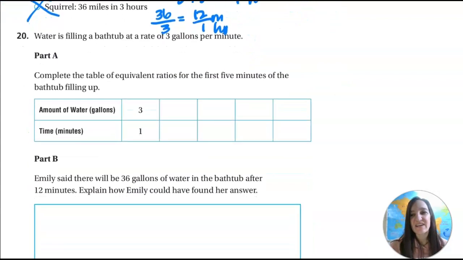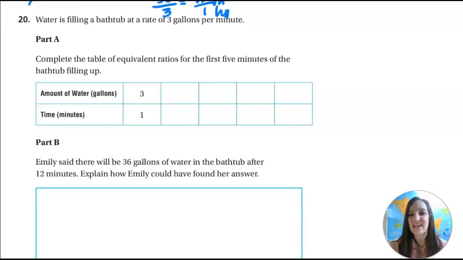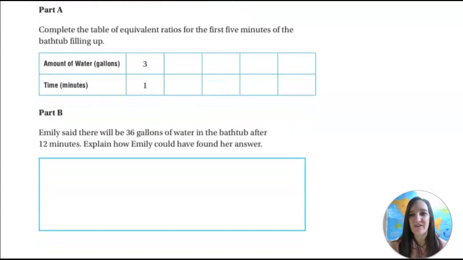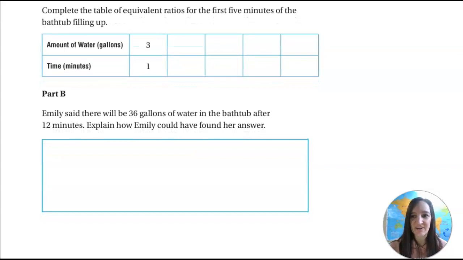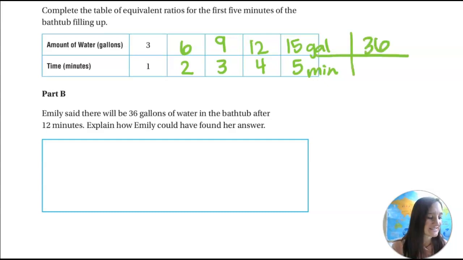Water is filling a bathtub at a rate of 3 gallons per minute. Complete the table of equivalent ratios for the first 5 minutes. So if it's 3 gallons in 1 minute, that means it'll double that in 2 minutes, and triple that in 3 minutes, and quadruple that in 4 minutes, and in 5 minutes it will have gone 15 gallons in 5 minutes. Emily says that there will be 36 gallons after 12 minutes.